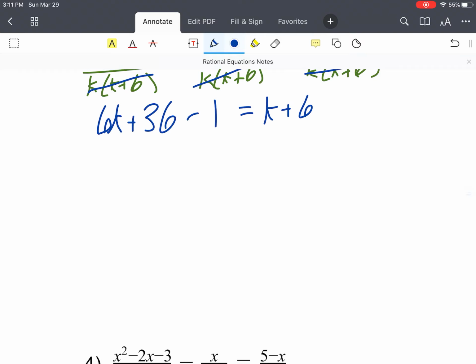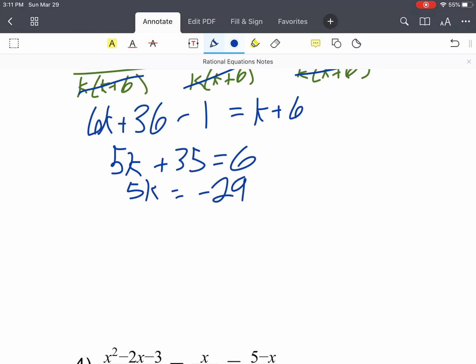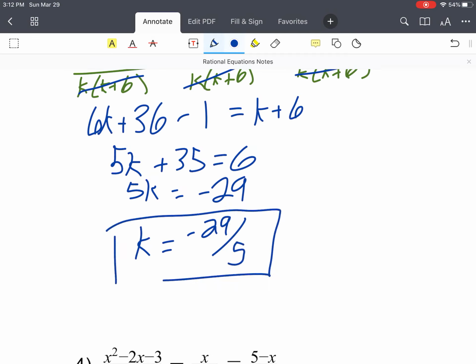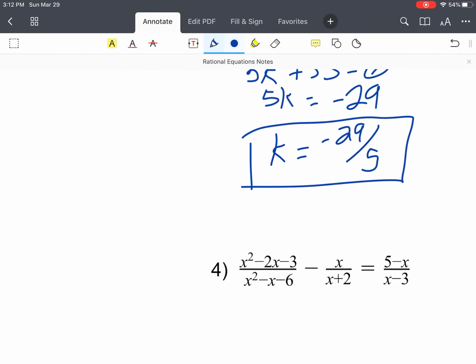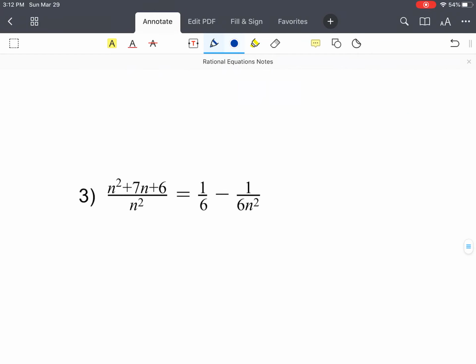So again, it just becomes algebra. Subtract that k over, you get 5k plus 35 equals 6. 5k then is negative 29, and then k is negative 29 over 5. Not the most nice looking answer, but who cares? It's an answer. Let's do a couple more, just to make sure we're good, and we will call it a day.